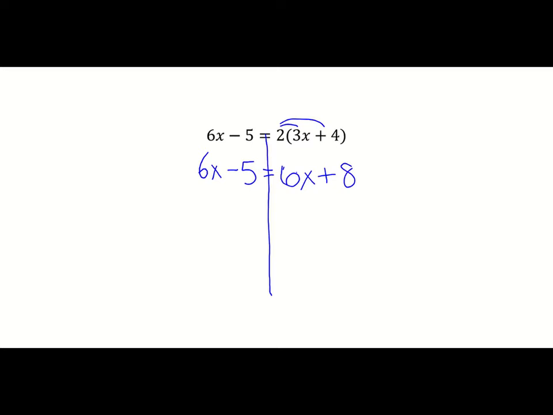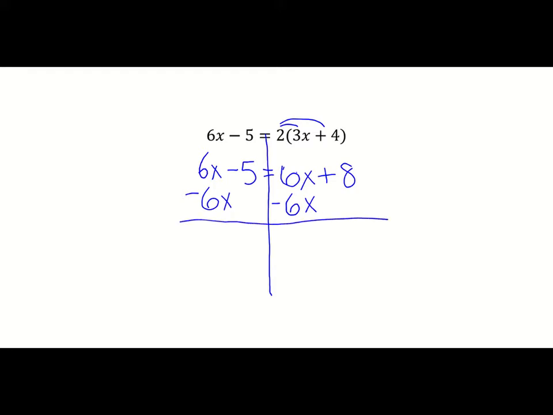Now, since there are no like terms on either the left-hand side or the right-hand side, I'm going to get my variables on the same side. So I have 6x and 6x. The opposite of 6x, a positive, would be to subtract, or a negative. So we're going to subtract 6x on both sides.